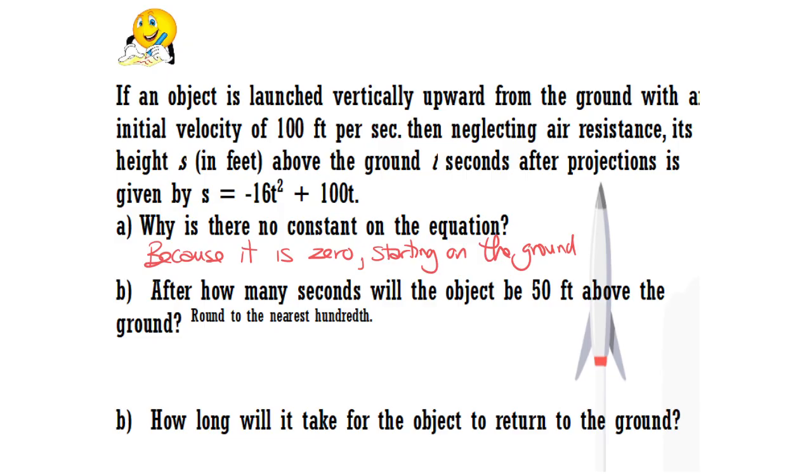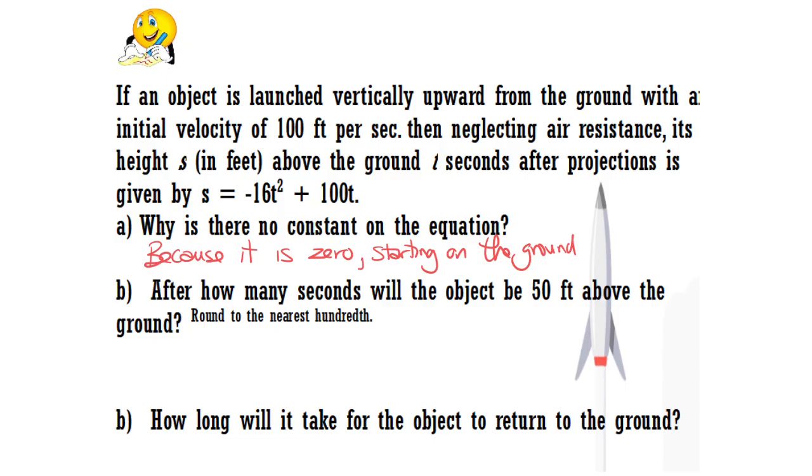So if you were doing something like on my pitching machine, it was starting at 3.5 feet. It was up above. Maybe you are doing something where it's in the ground, then it might be a negative initial height. So it can be all those things. Now the next question says, after how many seconds will the object be 50 feet above the ground? Round to the nearest hundredth.